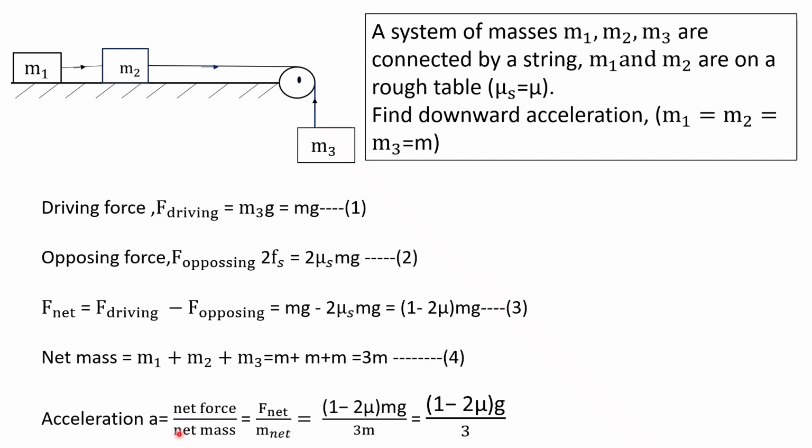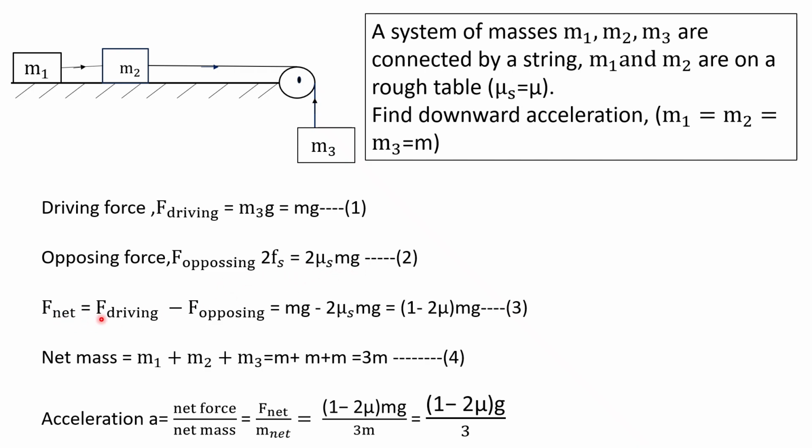The driving force or F driving is the weight of m3 which is acting downwards. So driving force is equal to m3 g, that is m into g. Opposing force is the frictional force that acts on m1 and m2. Since they are having the same masses, we can write 2 times Fs. Fs is equal to mu s into mg.